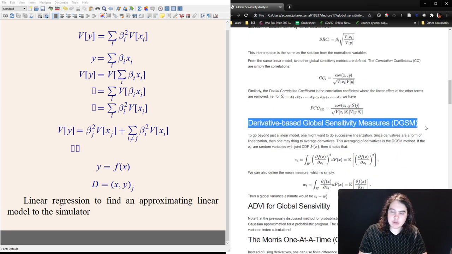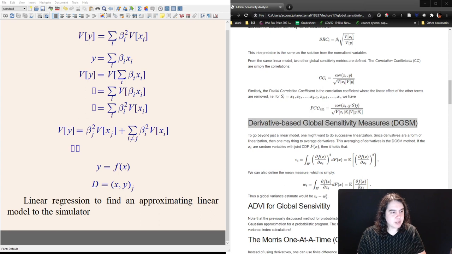So one of the first methods along these lines is the derivative-based global sensitivity measure, right? What you can do is say the local sensitivity measure is the derivative. So how do you compute averages? Well, an average in a mathematical sense is an integral. So if I want to compute the average over all derivatives, I can do the average in the integral sense to calculate the average derivative over the whole parameter space. So that's what this is doing.